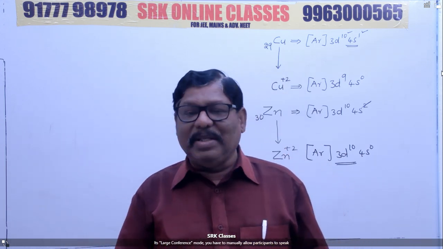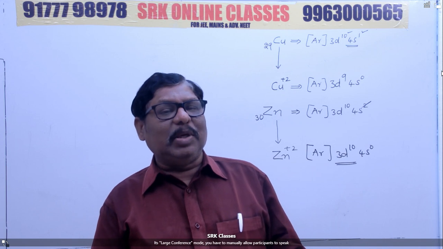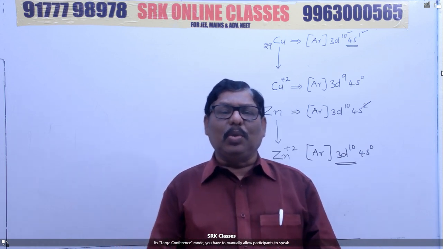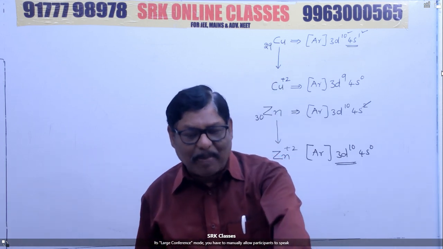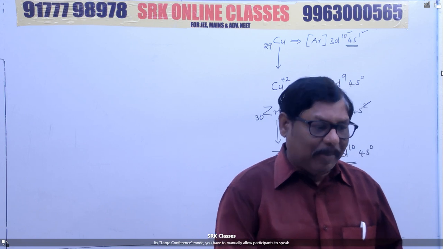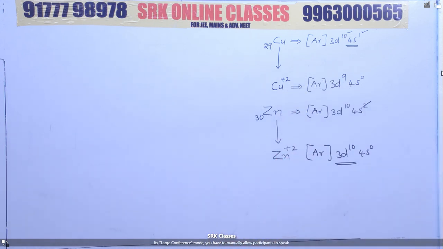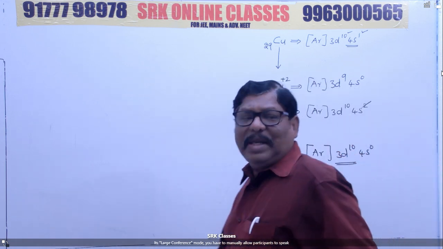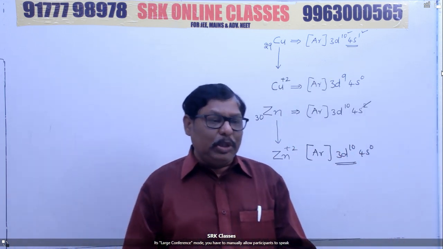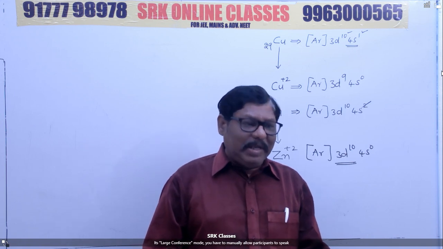Now the next point is the characteristic properties of transition elements. All transition elements show the following characteristic properties due to unpaired electrons in d orbitals.